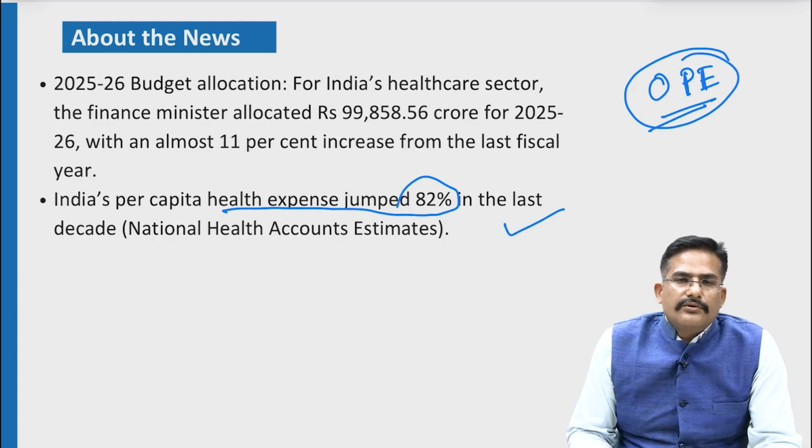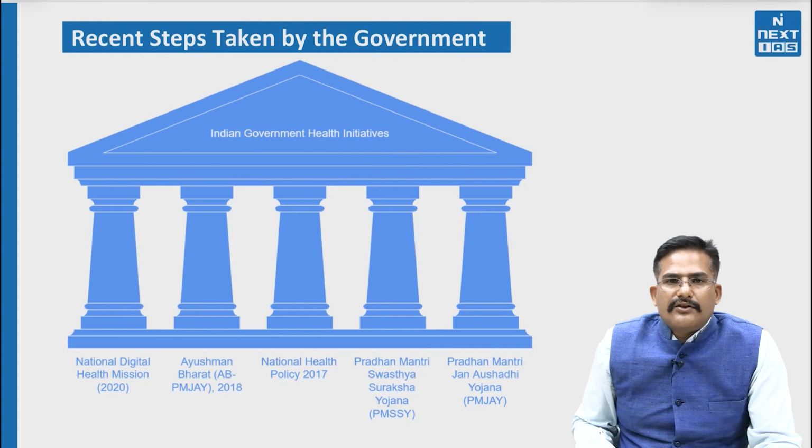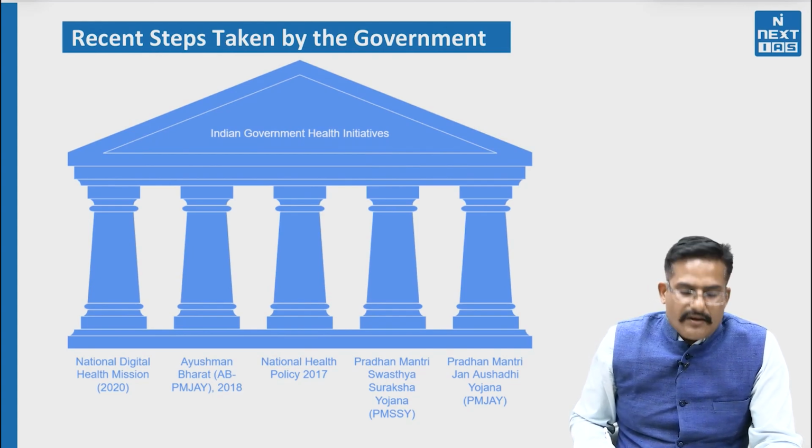Hence, what will we have to do? We will have to take care of our health. We will have to look for insurance, and work accordingly. So what is the government doing in order to protect the health of its citizens, which is considered quite important?